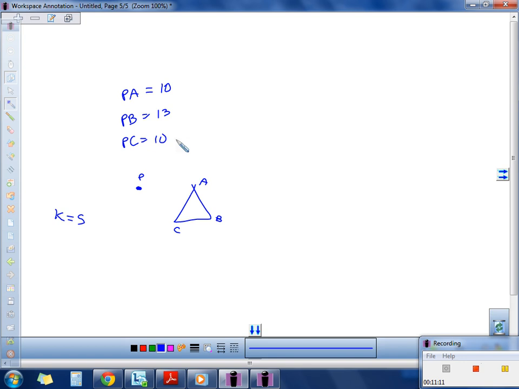What would you need to do to those numbers? Multiply by 5. So your new numbers are going to be PA prime is 50, PB prime is going to be, they may know that in their head?